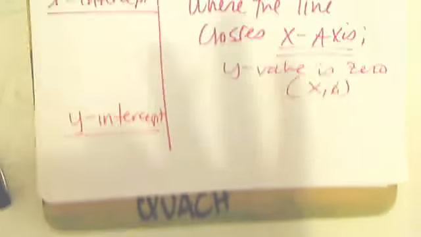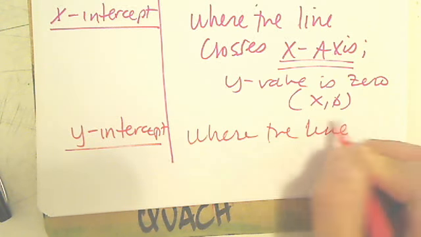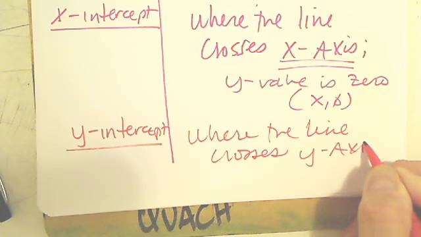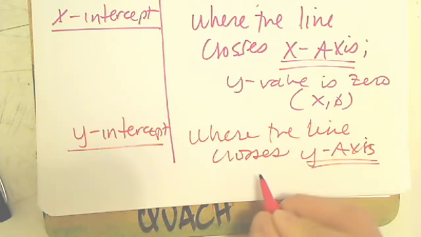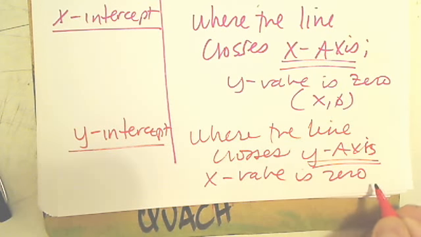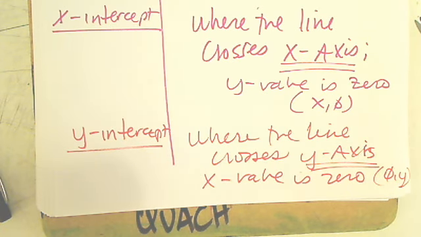Obviously, the Y-intercept is where the line crosses the Y-axis. The X value is 0, so the point is 0, Y. All you're doing tonight is telling me where it crosses X and where it crosses Y. I'm going to show you two ways to solve this. Really easy.